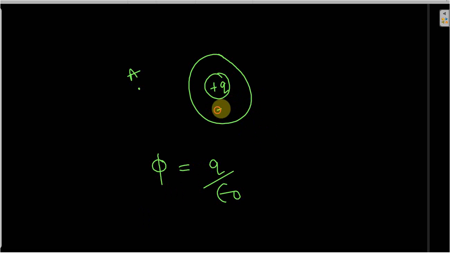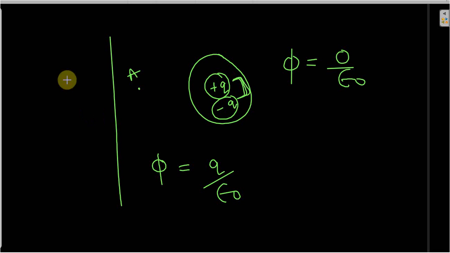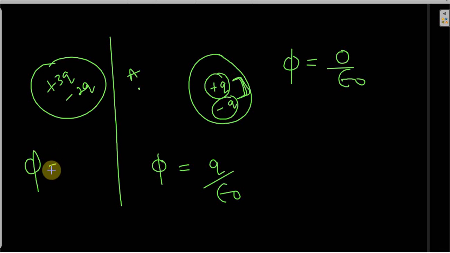If we have minus Q charge and positive Q charge both inside it, the net charge inside the surface is 0. So what will be the net flux? Plus and minus, the net charge we need. So that is 0 by epsilon naught. Okay. If there is a plus 3Q and minus 2Q charge inside the surface, what will be the net flux? Net flux will be 3Q minus 2Q. That will be Q by epsilon naught. So in that way we have to find the electric flux.